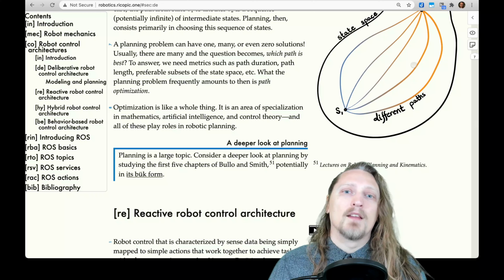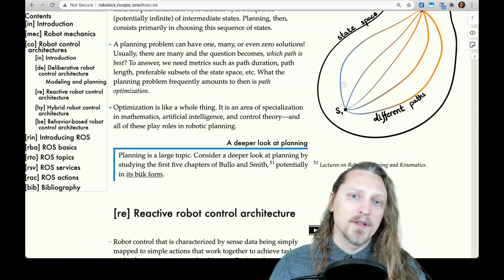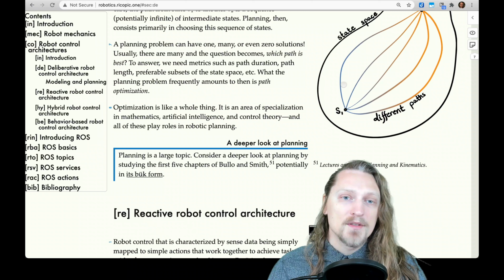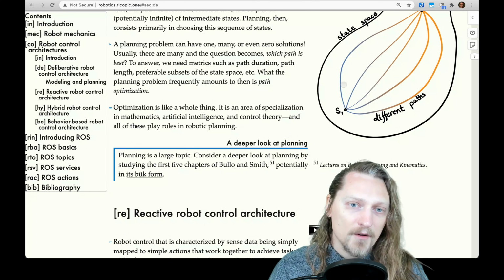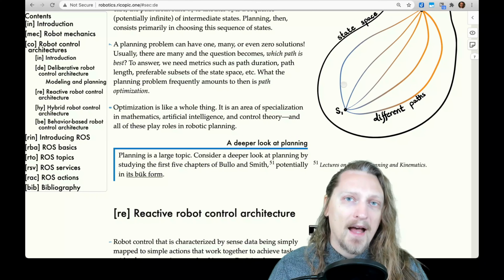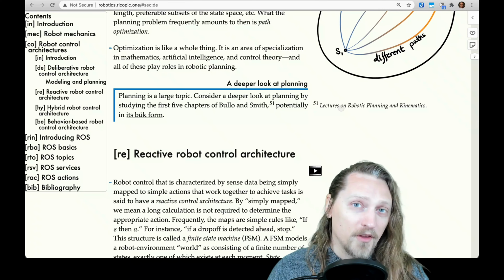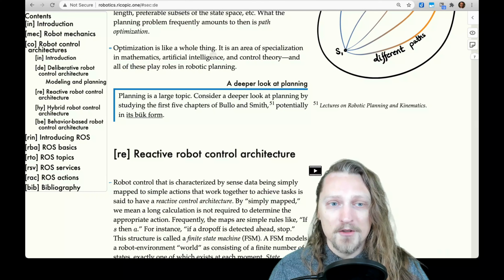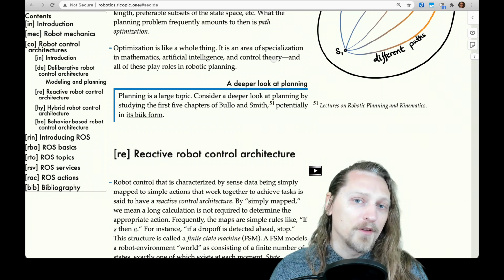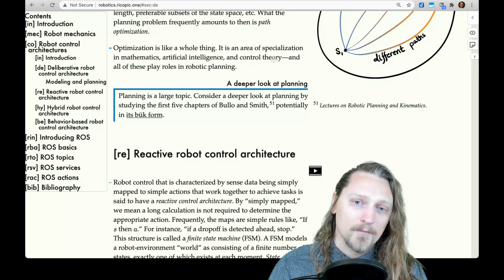Usually there are many, and the question becomes, which path is best? To answer, we need metrics such as a path duration, path length, preferable subsets of the state space, etc. What the planning problem frequently amounts to then is path optimization. Optimization is like a whole thing. It is an area of specialization in mathematics, artificial intelligence, and control theory. And all of these fields play roles in robotic planning.